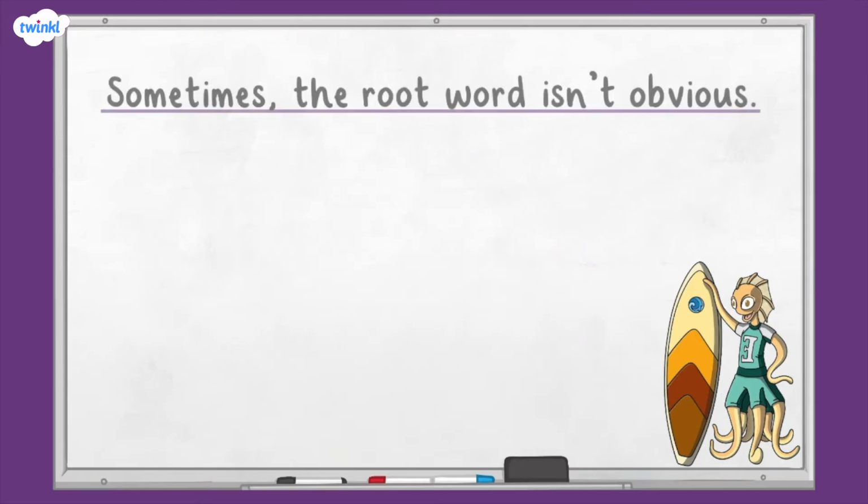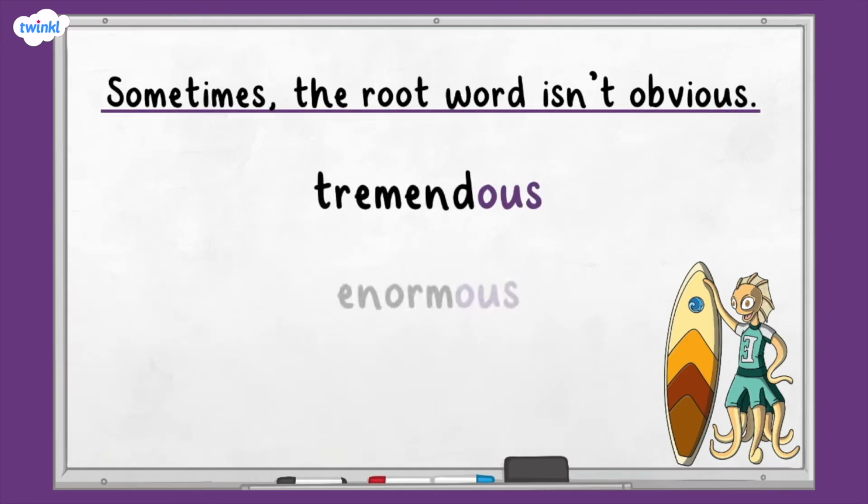Sometimes the root word isn't obvious at all, such as in the words tremendous, enormous and jealous. The spelling of these types of words just has to be learnt. Here's a top tip. As with all spellings, it's important to check that the word that you've written down looks right and sounds right. If it doesn't, put a line through it and try writing it in a different way.